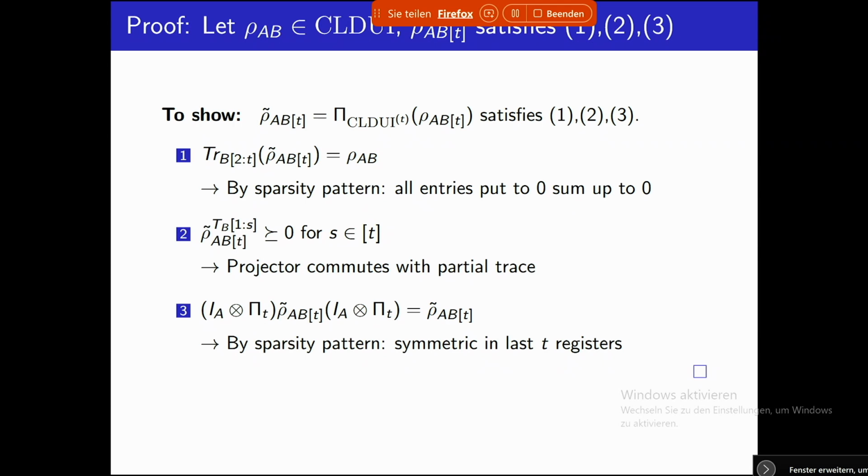Okay, so this is a rather rough overview of what the proof goes like. And okay, so maybe in the last 2 minutes I try to argue why this is a nice thing to have. So, to summarize, what we've seen so far is you have a CLDUI state, you want to test membership in DPST, and we now know that you can restrict yourselves to DPS certificates which are of a specific sparsity pattern. And now what I want to argue is how can you exploit this sparsity pattern if you want to implement the underlying SDP.